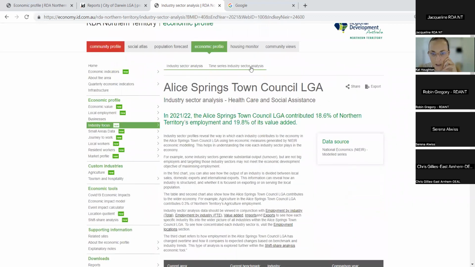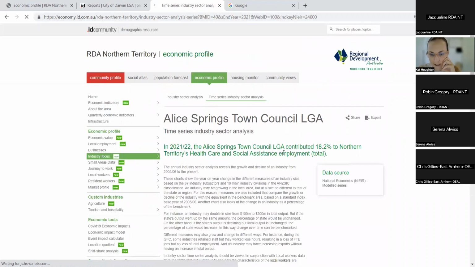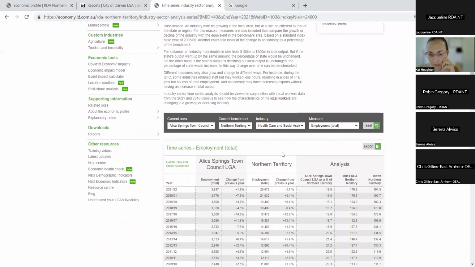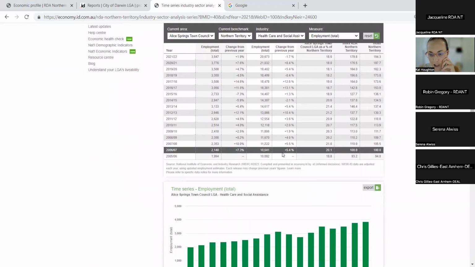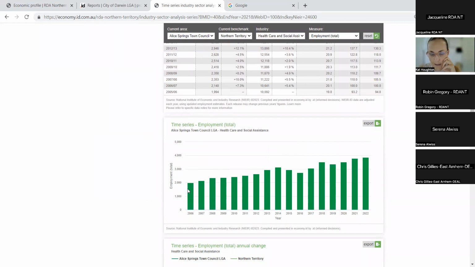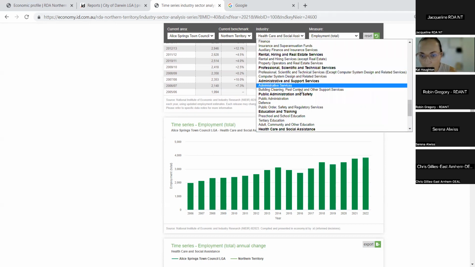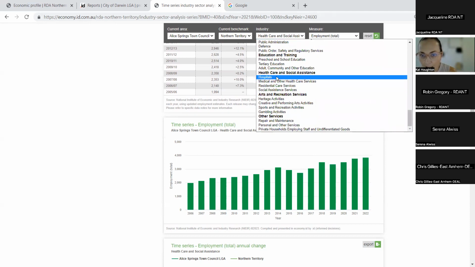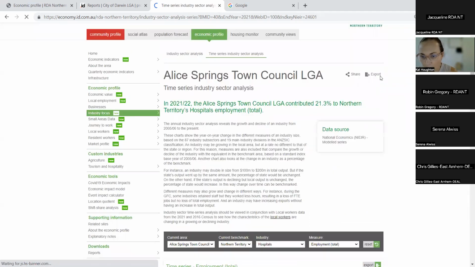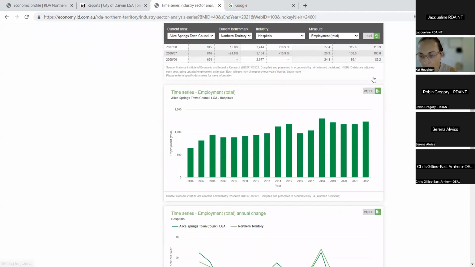The other thing we can do, since I'm on my industry sector analysis, is move over to my time series so I can have a look at how it's changing over time in Alice Springs. So this is your employment in your hospital sector. When you're thinking about funding for hospitals and things like that, it's important to come in and have a look at some of these things. We can see here there's been really strong growth since 2019. But let me have a look, is that actually in our hospitals? How much of that is being driven by social assistance?